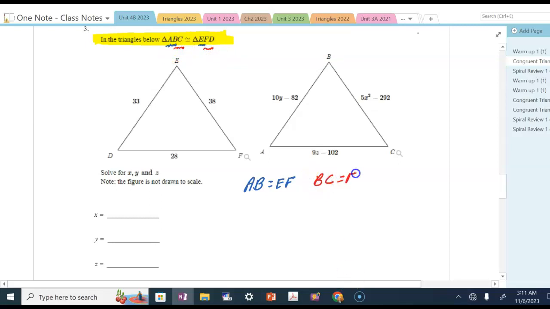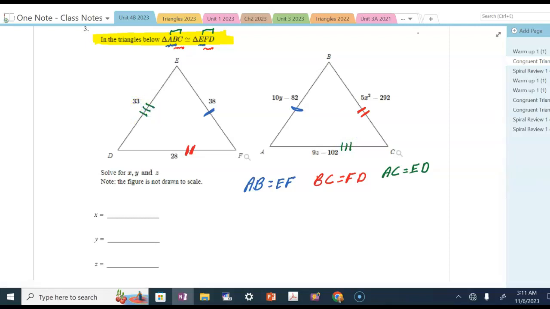Then I'll take the second 2 letters, BC and FD. So BC is the same as FD. And then I'll take the outside letters, AC and ED. So these are the sides that are congruent. If you want, you can mark them. So AB, I'll mark it in blue, is the same as EF. BC, I'll put 2 tick marks, is the same as FD. And then AC, I'll put 3 tick marks, is the same as ED.